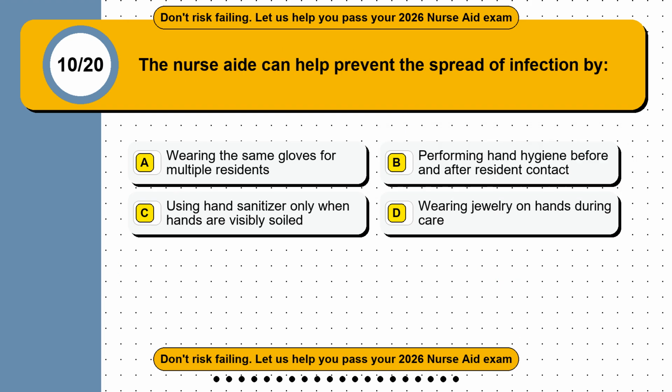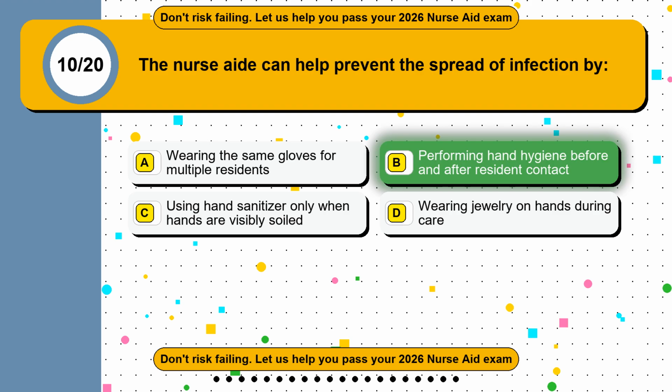Question 10. The nurse aide can help prevent the spread of infection by: Option A. Wearing the same gloves for multiple residents. Option B. Performing hand hygiene before and after resident contact. Option C. Using hand sanitizer only when hands are visibly soiled. Option D. Wearing jewelry on hands during care. The correct answer is option B. Performing hand hygiene before and after resident contact.